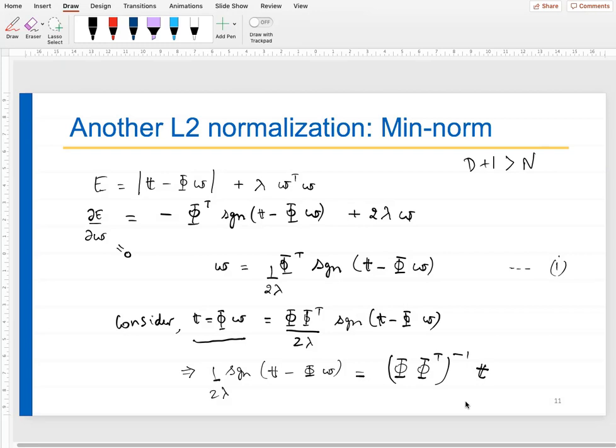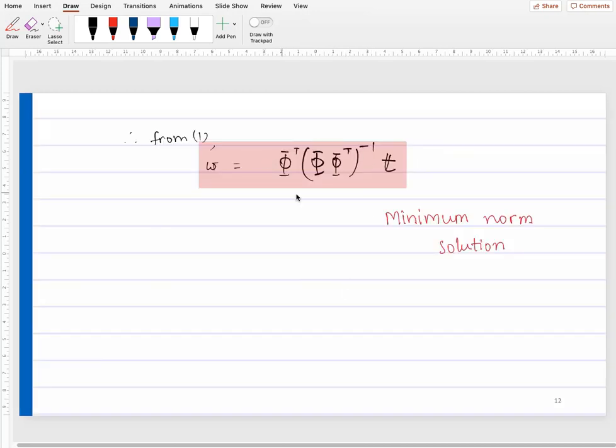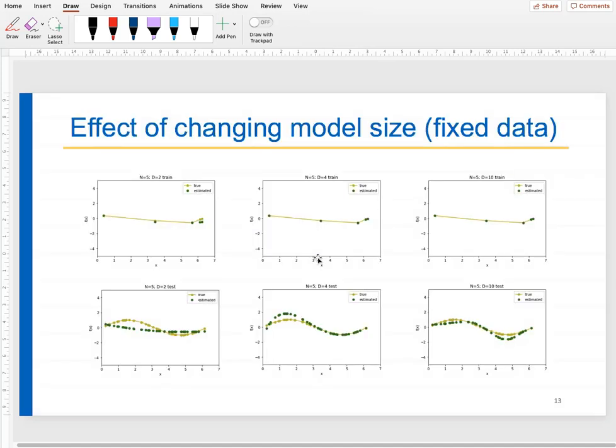So substituting it back in equation 1, 1 upon 2 lambda times the signum thing can be replaced with this. That is what I get. This is called the minimum norm solution. This is another way to solve, but this is applicable only when capital N is smaller than d plus 1.